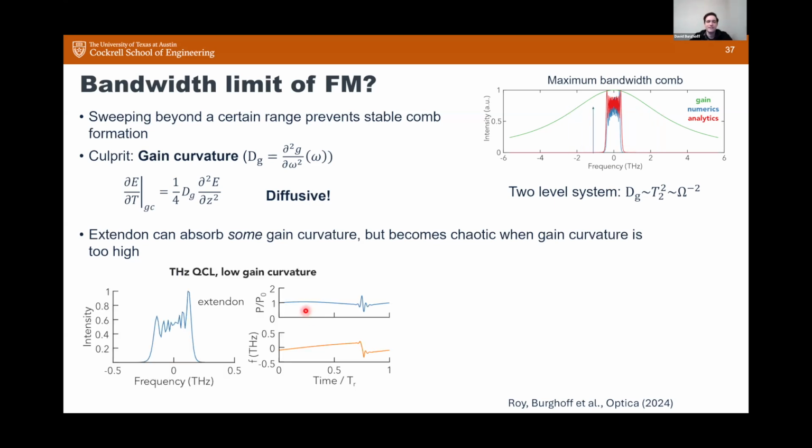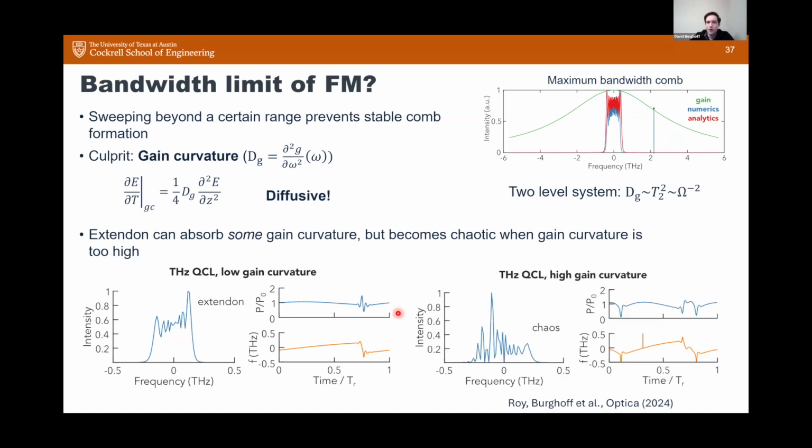So if you have some amplitude non-uniformity, the extender is fine with it. It will change its shape a little bit, it'll change its chirp a little bit, but it won't actually break down. But if you try to make something with too broad a bandwidth, the extender starts to break down. This breakdown is caused by excessive amplitude fluctuations, which destabilize it. So you get a chaotic spectrum instead. You don't have a nice stable comb anymore. You get multimode lasing instead, which gives you a broadband spectrum, but not necessarily a nice uniform comb.